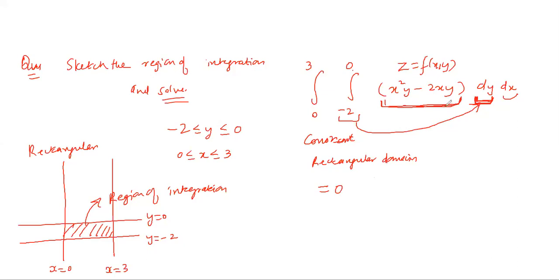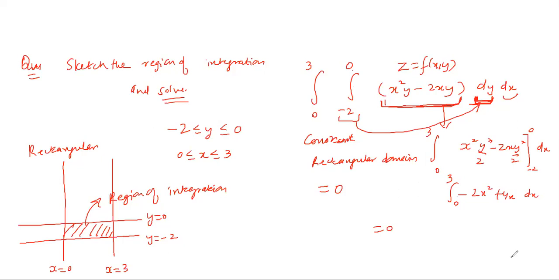I can quickly tell you when you will be integrating with respect to y. This will be x square y square by 2 minus 2x y square by 2, and then limits will be -2 to 0, dx. Now when we put y as 0, this will be 0. When you put y as -2, you see it will be some value over here. So it will be -2x square plus 4x, dx, 0 to 3. Now it's just a function of one variable. You integrate this, so you'll get the answer to be 0. Right? I hope everybody is getting that.